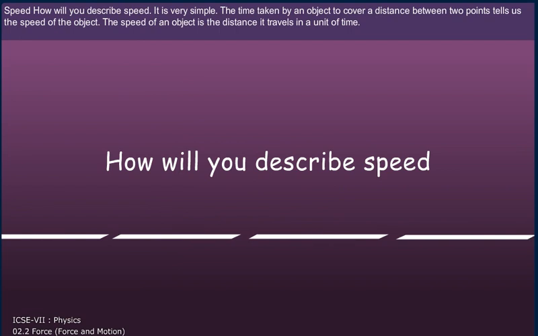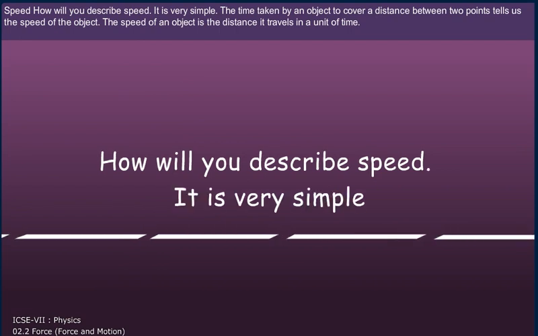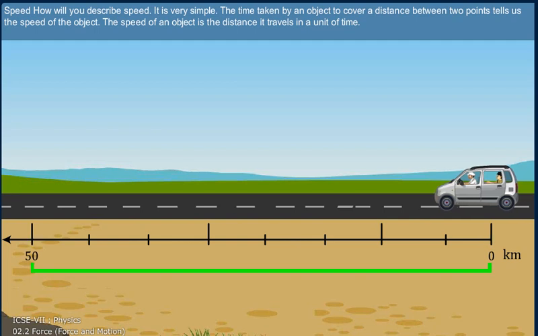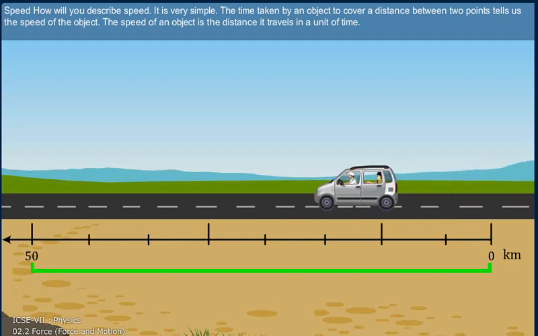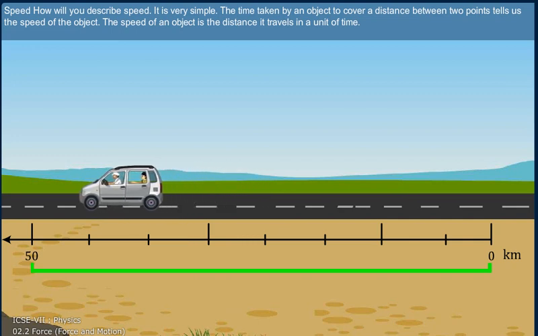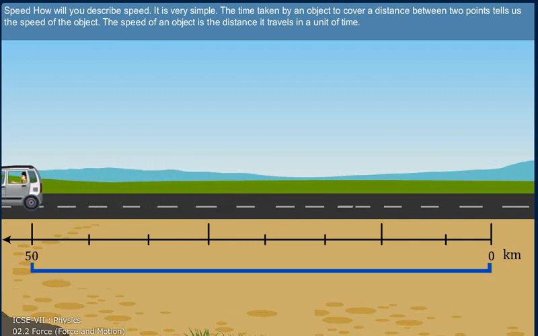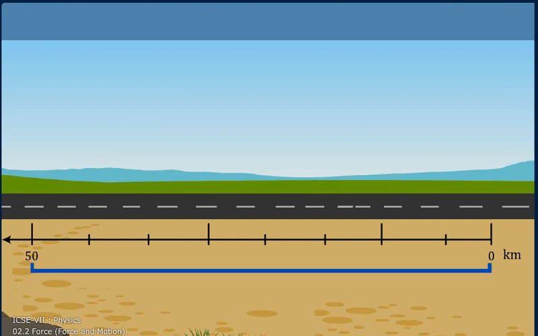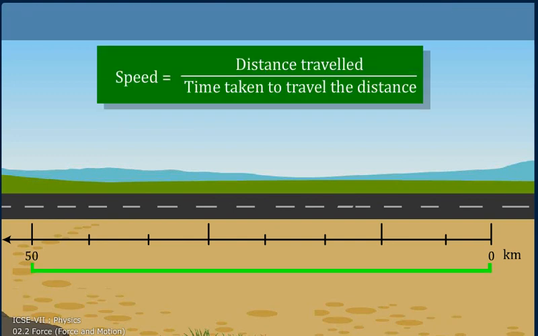Speed. How will you describe speed? It is very simple. The time taken by an object to cover a distance between two points tells us the speed of the object. The speed of an object is the distance it travels in a unit of time. Always remember the formula of speed, which is speed is equal to distance travelled divided by time taken to travel the distance.